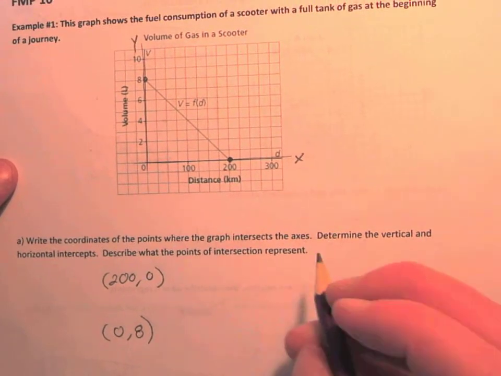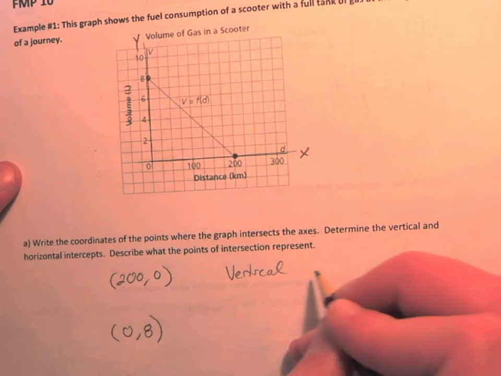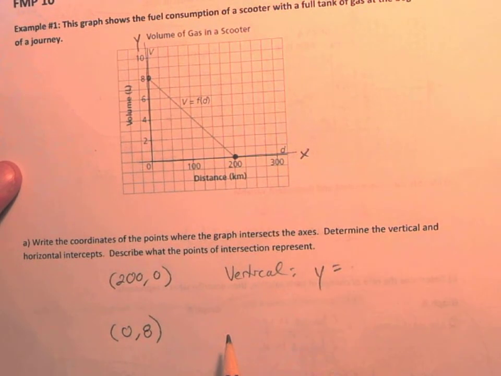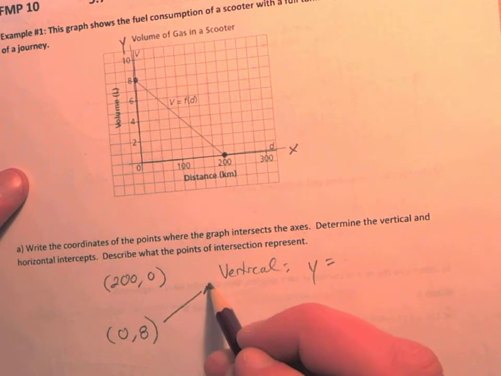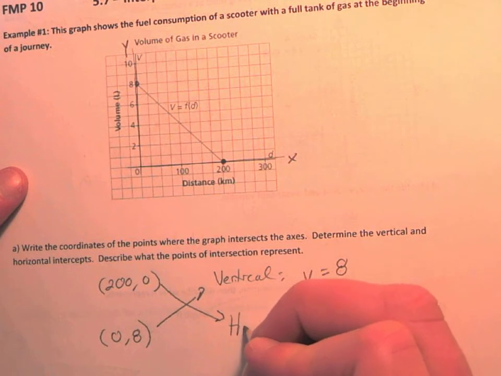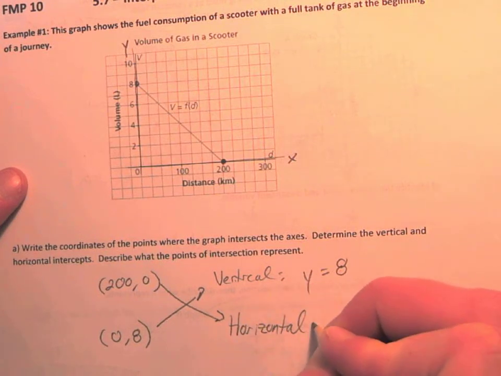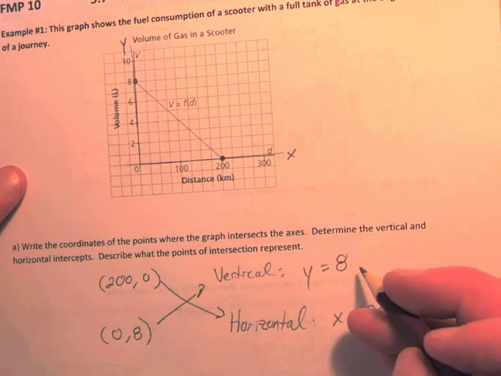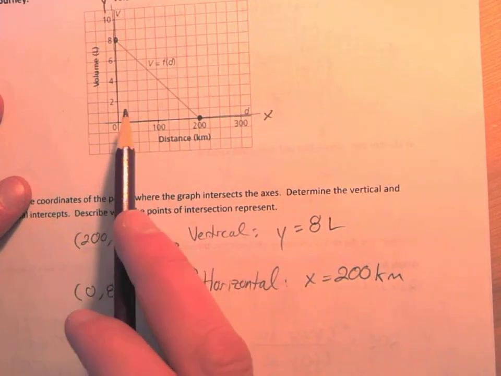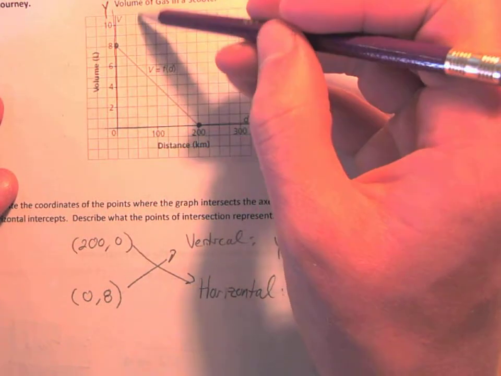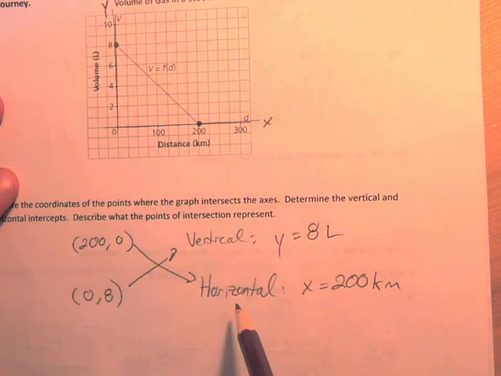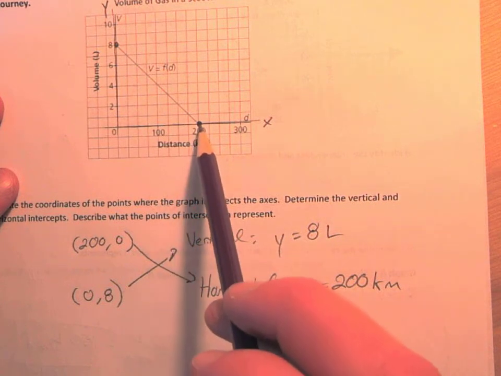And then if it says determine the vertical intercept, it's when the y is equal to 8, and the horizontal, which means x-axis kind of, is when the x is equal to 200. This would be liters and this would be kilometers. Okay, so horizontal means the x-axis, vertical means the y-axis. So the vertical intercept is what y value does it cross there, and the horizontal intercept is what x value does it cross there.